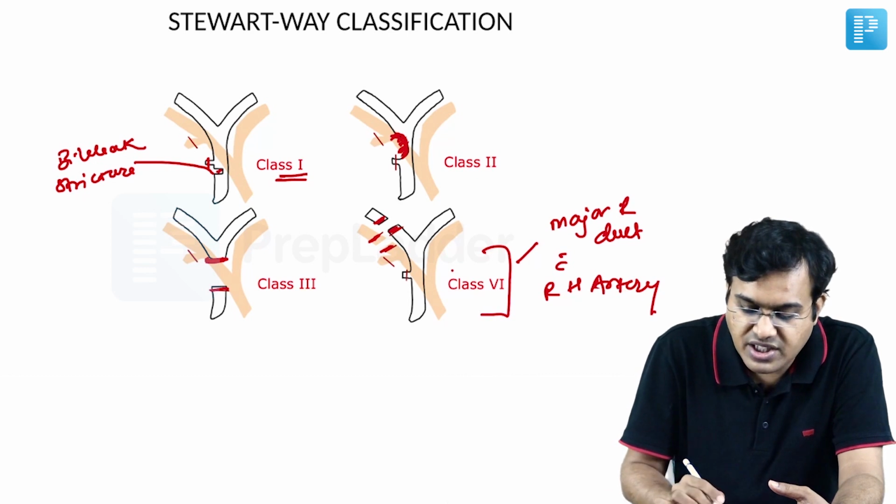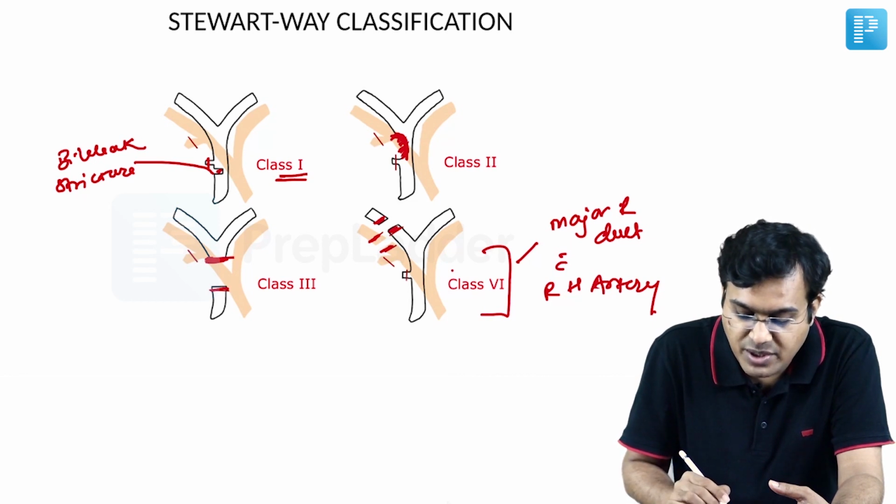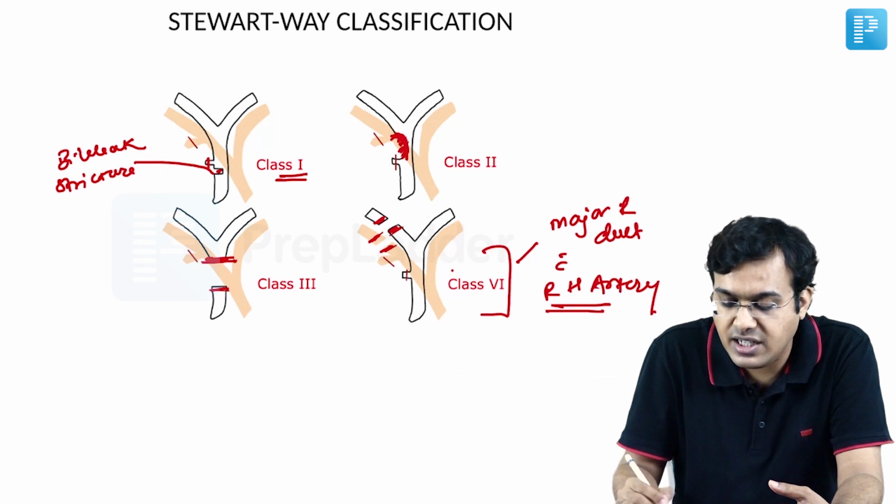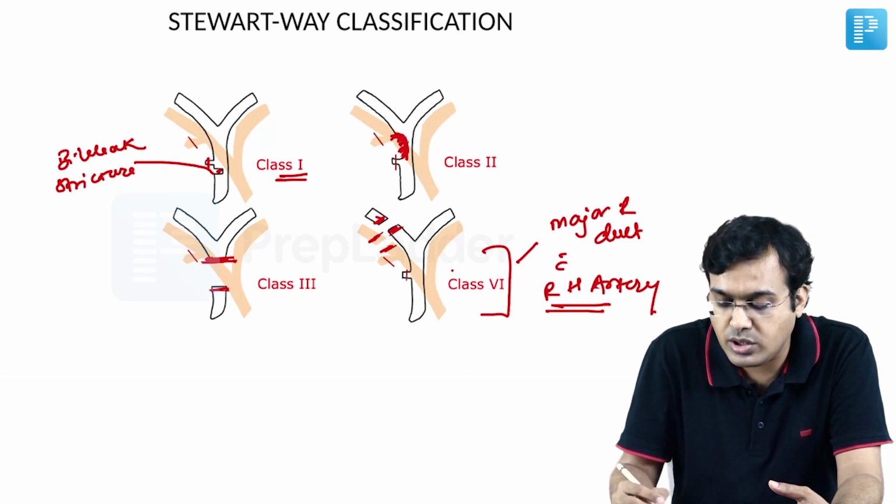Okay, rest of the things are, this is a small lateral injury, this is a major lateral injury, class 2, class 3 is a complete common hepatic duct stricture, and class 4 entails injury to the right hepatic artery along with the right duct. This is also a complex injury.